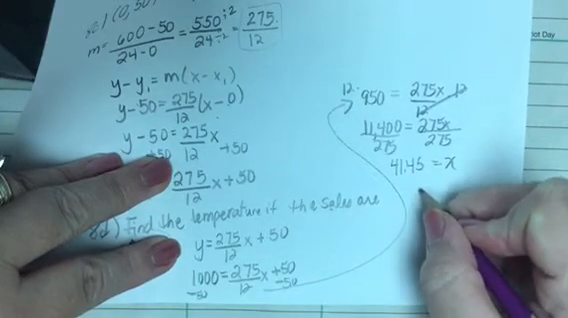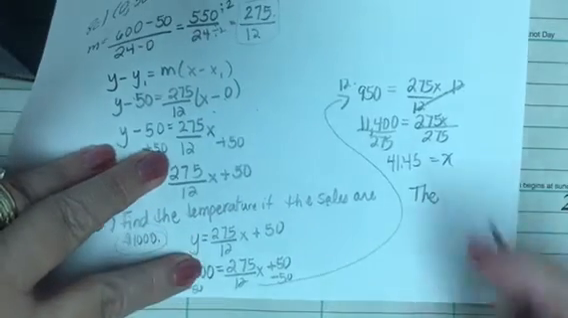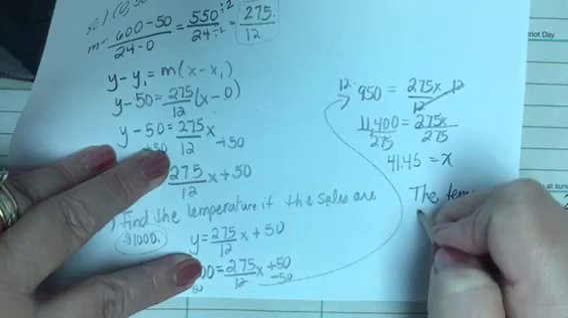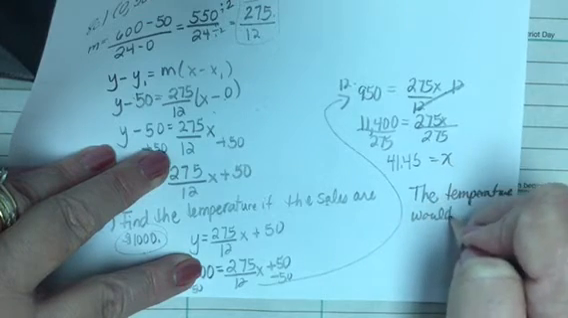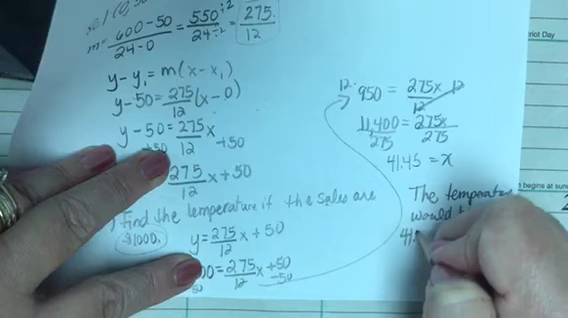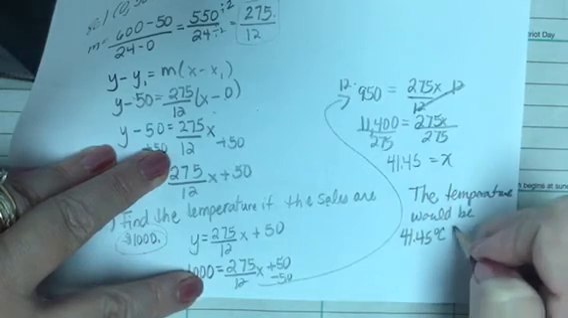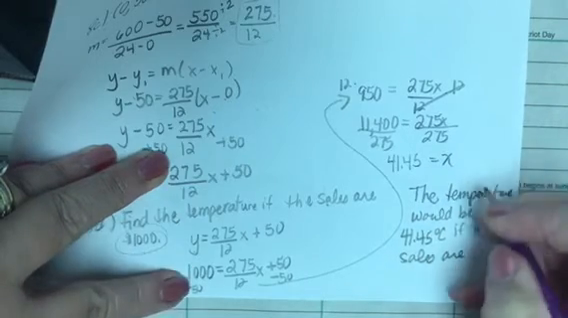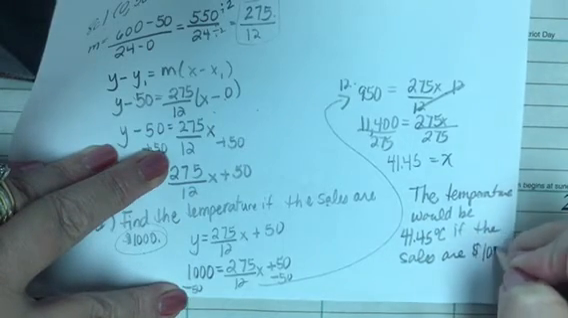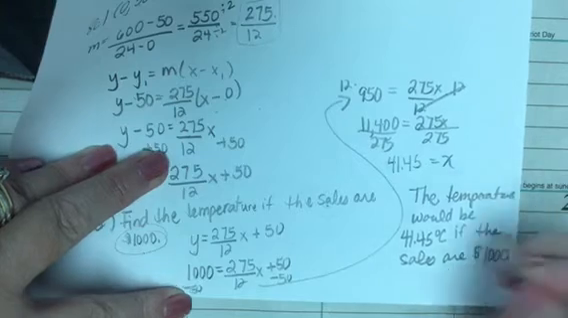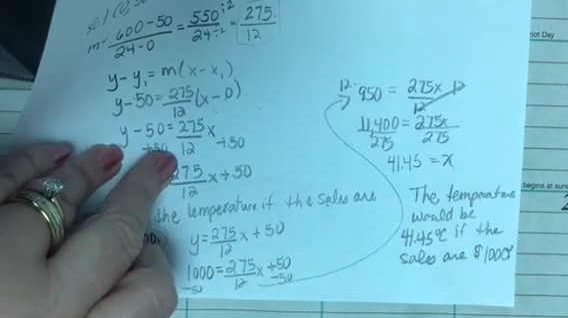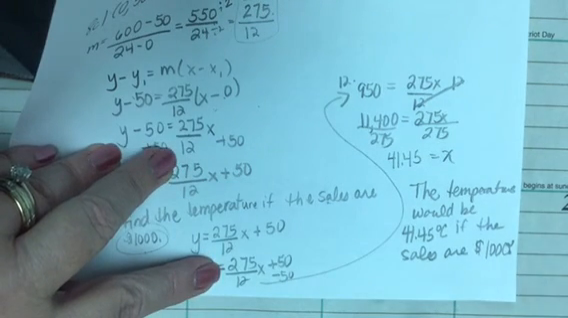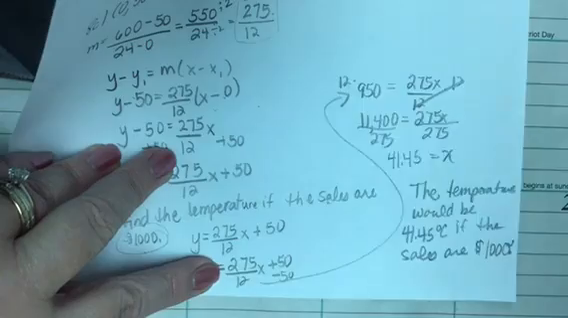So the temperature would be, that's what this means, the temperature would be 41.45 degrees Celsius if the sales are $1,000. And that's called a prediction equation. So that's just the prediction of what could happen. Okay, so I hope that helps you with the problems that you have to do. Hope you have a great day.